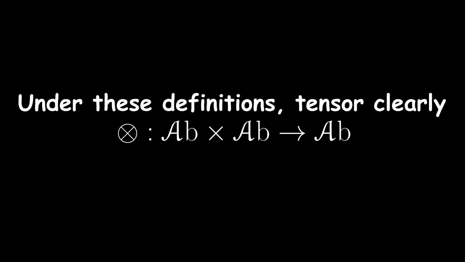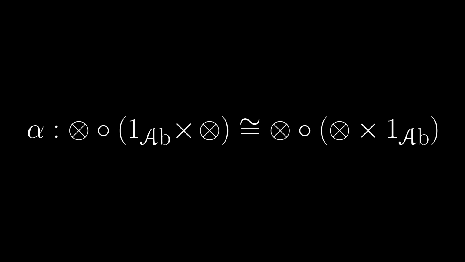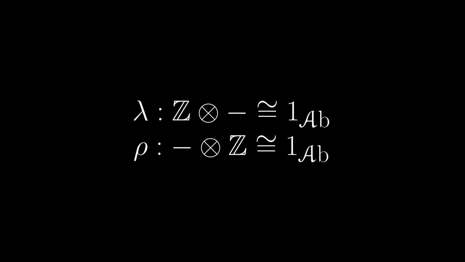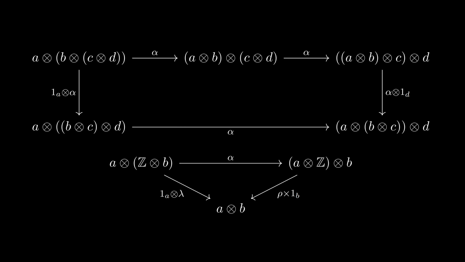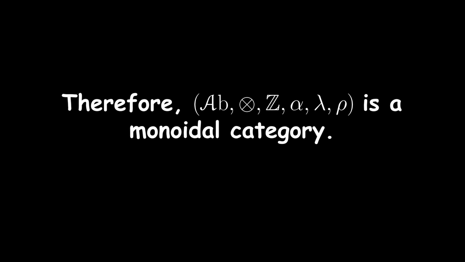Under these definitions, tensor clearly defines a bifunctor tensor from Ab cross Ab to Ab. Additionally, it is very easily shown that there exists a natural isomorphism alpha from tensor composed with 1Ab cross tensor to tensor composed with tensor cross 1Ab, and moreover, it is also very easily shown that with the obvious abelian group structure on Z, there exist natural isomorphisms lambda from Z tensor blank to 1Ab and rho from blank tensor Z to 1Ab. Finally, it is trivially shown that for all A, B, C, and D in Ab, these coherence conditions are satisfied, that is, these diagrams commute. Therefore, Ab, tensor, Z, alpha, lambda, rho is a monoidal category.